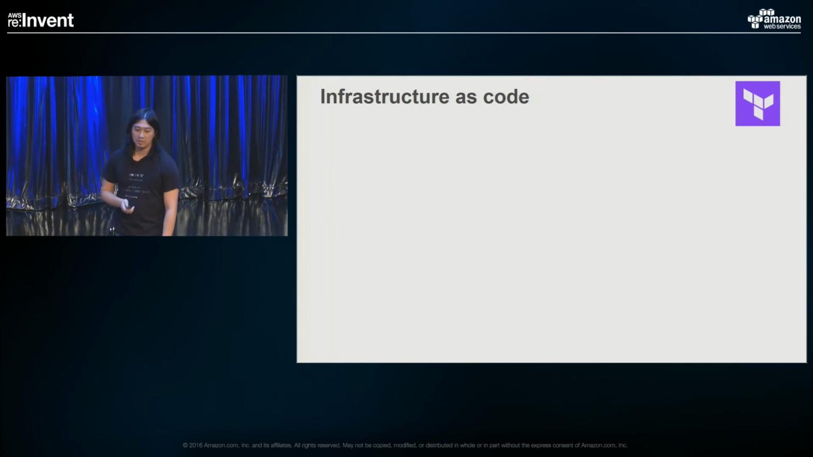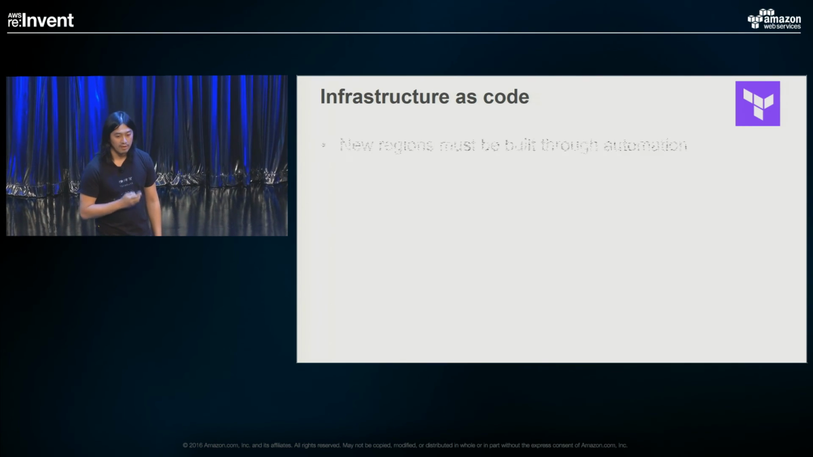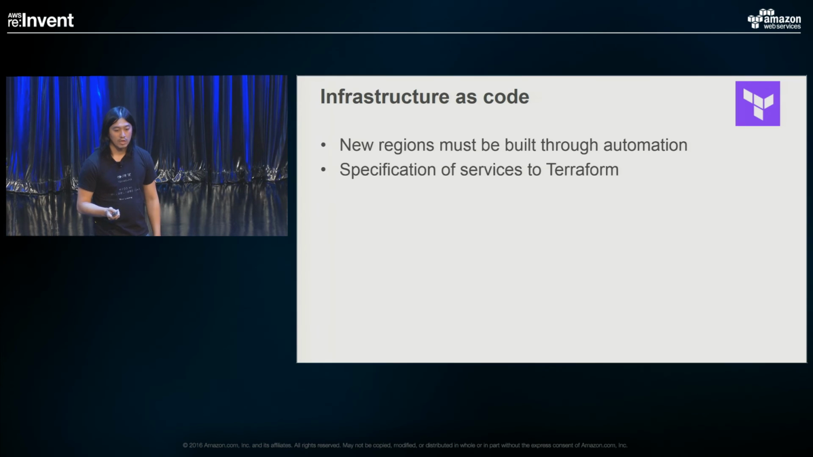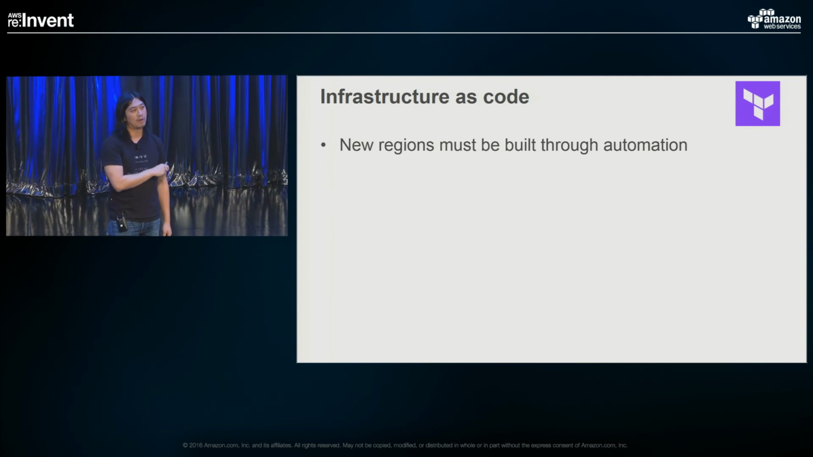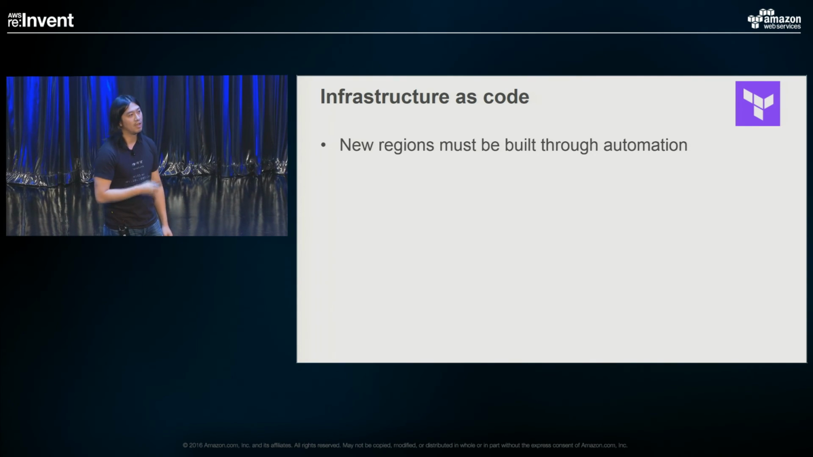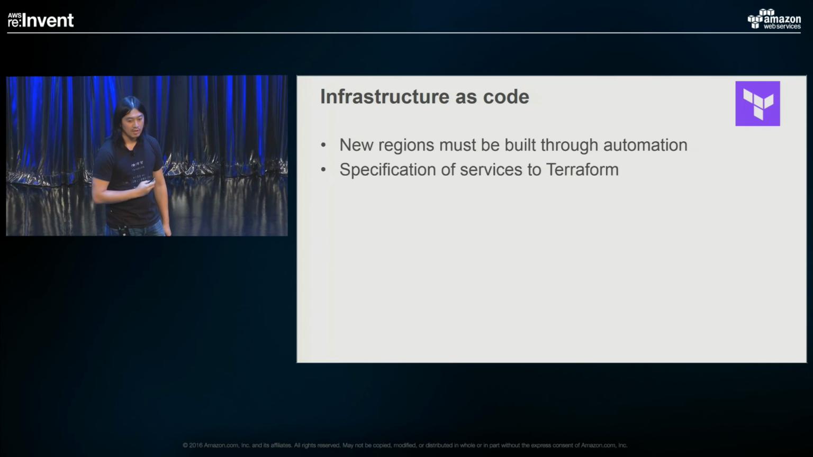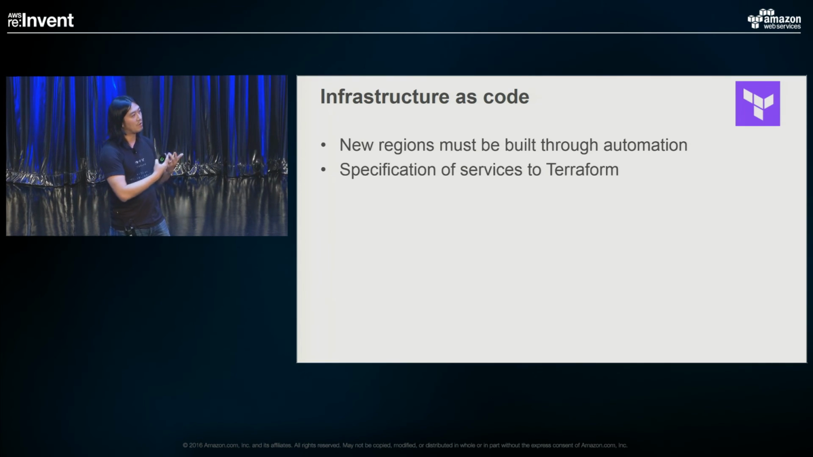In terms of infrastructure as code, we use Terraform to do this. New regions had to be built with automation. As I mentioned before, every region had to be a blueprint for the next one, which meant we could never hand create anything. So we focused on spec-based infrastructure. We specified every microservice, and this would feed into Terraform and drive how the infrastructure was built.